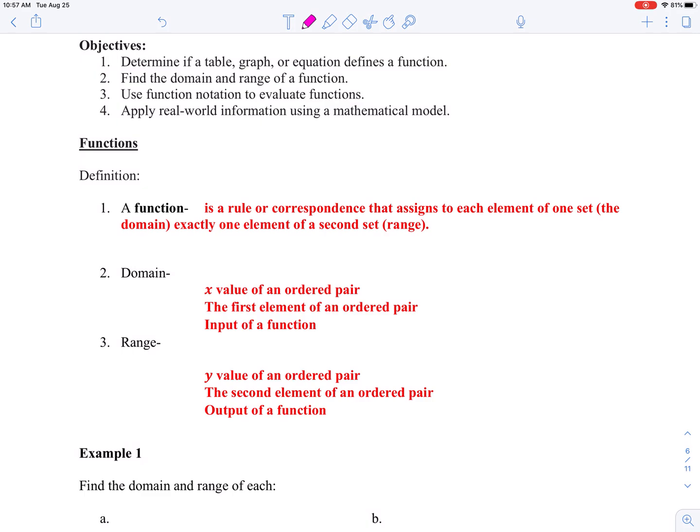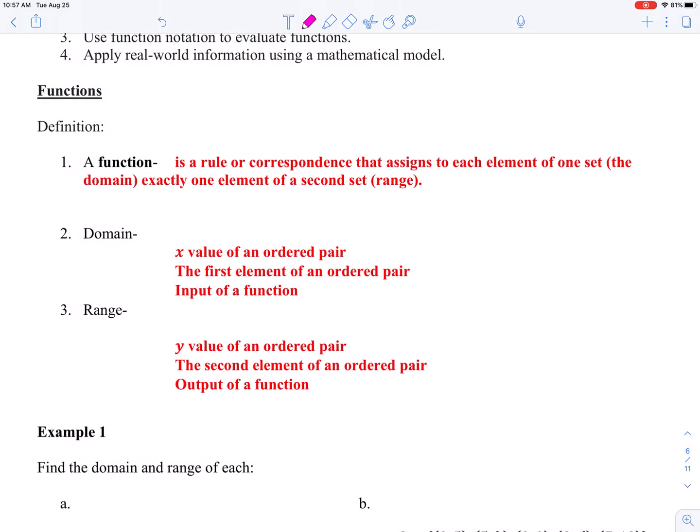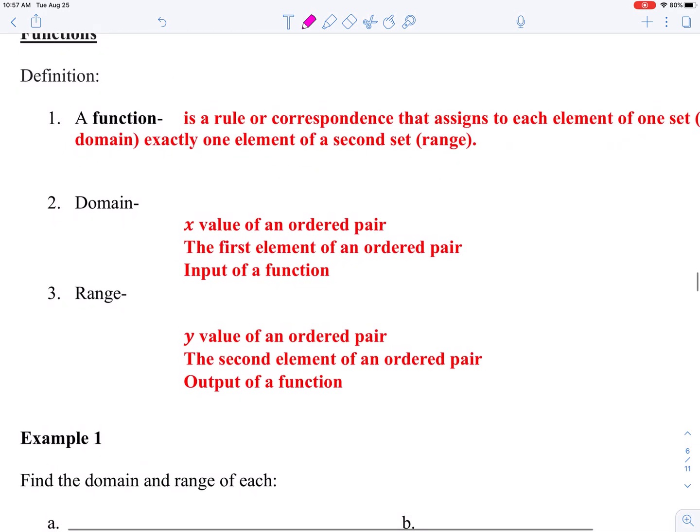First one, a function. You probably already heard that word thousands of times in your life. A function is a rule or correspondence that assigns to each element of one set, the domain, exactly one element of a second set, the range. Remember, the domain is those inputs. So domain is the input, range is the output. And we have those definitions right there as well, domain and range.